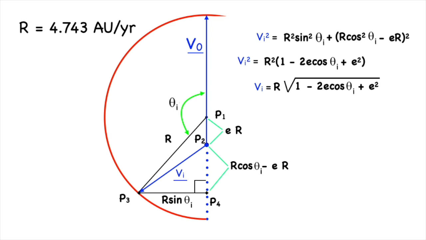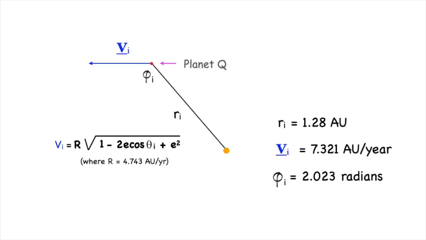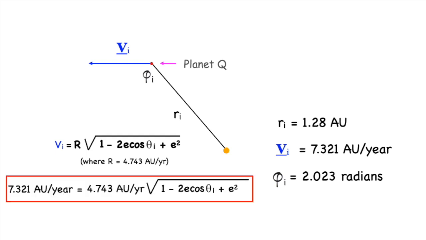We have thus achieved one of our main goals. We have found an expression for V sub I as a function of theta and E. We know what R is for planet Q's orbit, and we know V sub I from our initial conditions. So let's plug those values in, and we will save this equation for later.